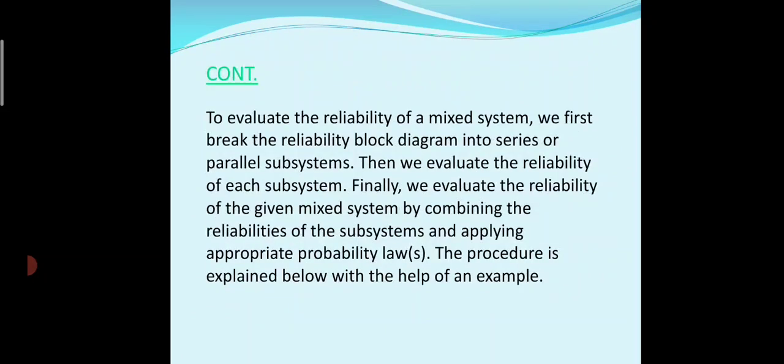To evaluate the reliability of a mixed system, we first break the reliability block diagram into series or parallel subsystems. Then we evaluate the reliability of each subsystem. Finally, we evaluate the reliability of the given mixed system by combining the reliability of the subsystems and applying appropriate probability laws. The procedure is explained below with the help of an example.